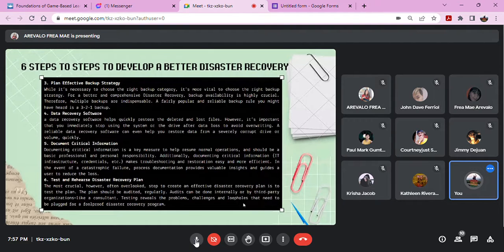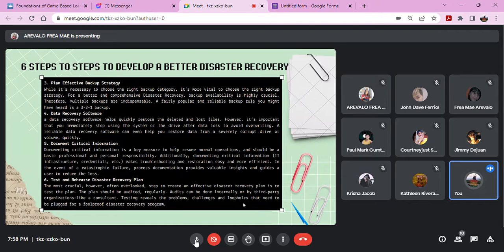And the third step is to plan an effective backup strategy. While it's necessary to choose the right backup category, it's more vital to choose the right backup strategy. For a better comprehensive disaster recovery, backup availability is highly crucial. Therefore, multiple backups are indispensable. A fairly popular and reliable backup rule you might have heard of is the 3-2-1 backup.